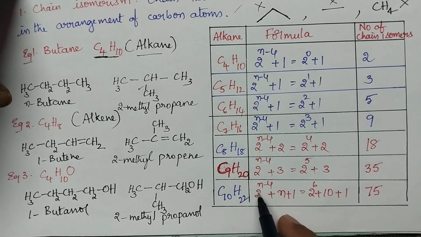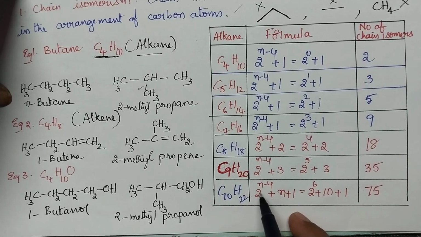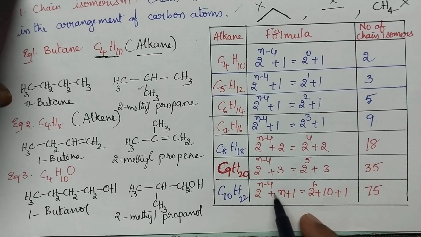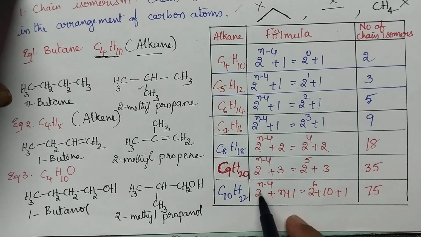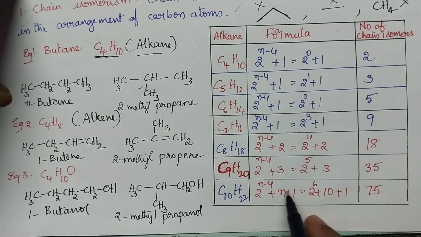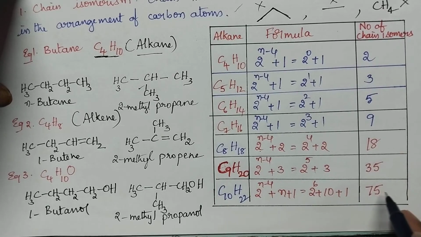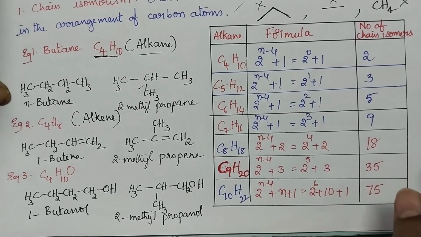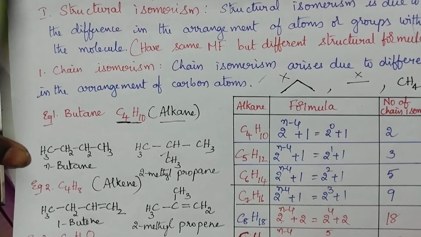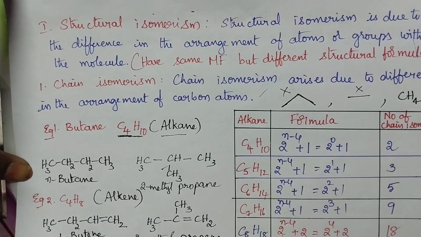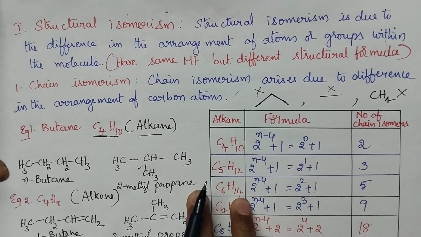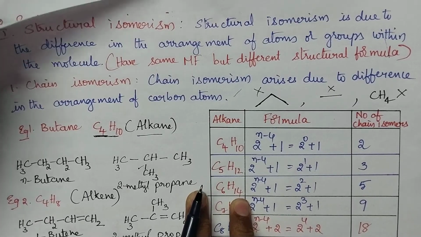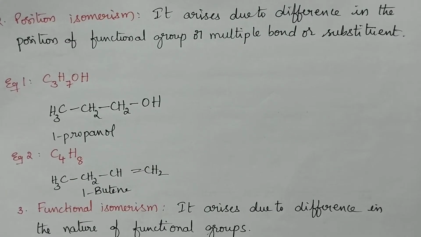And if the value of n is equal to 10, then we have to use the formula 2 power n minus 4 plus n plus 1. Here n is equal to 10. So 2 power 10 minus 4 plus 10 plus 1 and hence it is equal to 75. Is it clear, students? So simply by knowing the number of carbon atoms present in the alkanes, it is possible to predict how many chain isomers are possible.